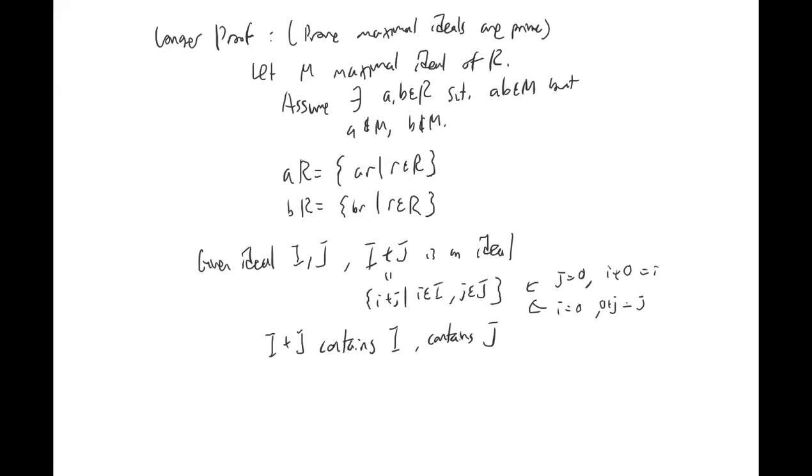Okay, so hopefully you all see it. I'm going to add AR to M. This is the sum of two ideals. It's an ideal. What must this be? This contains M, but M is maximal. So what must AR plus M be?